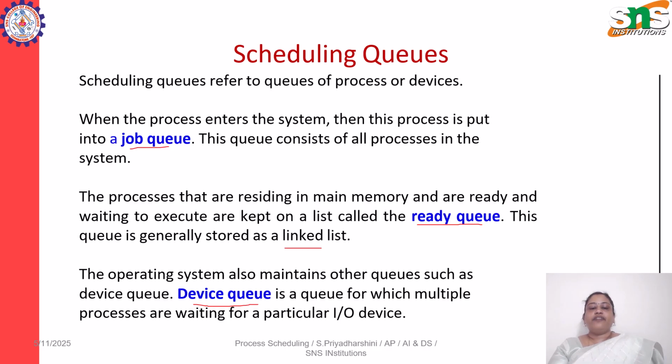The last queue in our system is the device queue. The device queue is a type of queue that maintains the processes that are waiting for a particular IO device or an IO event to occur. The processes that are waiting for some IO event to occur will be made to wait in the device queue. Multiple processes waiting for some IO device will be available in the device queue.